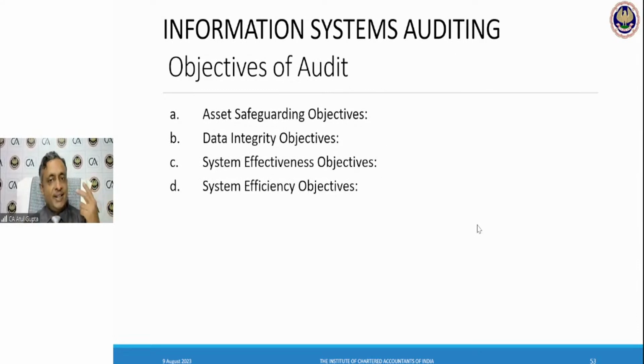Objectives: asset safeguarding, data integrity objectives, effectiveness and efficiency objectives. So these are the core objectives for any audit, and what you have read in audit per se, not much difference. Asset safeguarding is there, proper controls are there, business is done effectively, efficiently is part of that definition. So here some slight changes are there. Here business has been replaced by system. Rest is same.